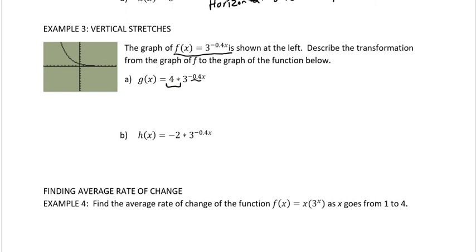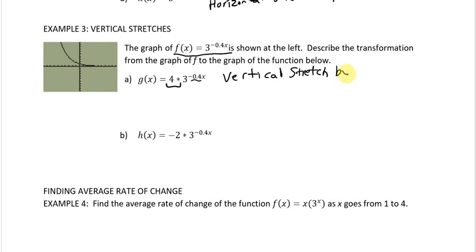So we're multiplying by 4 on the outside. We know multiplying is a stretch or a compression. And on the outside, multiplying by 4 is a vertical stretch by 4, a factor of 4.